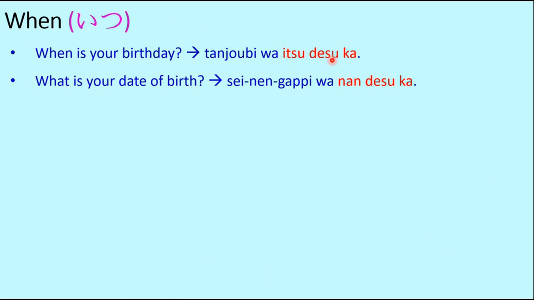So Tanjobi wa itsu desu ka now becomes Seinen gappi wa nan desu ka? Seinen gappi means date of birth. So this is not same as birthday, but date of birth. So it is now written as sei nen gappi. Nen, you might remember, this is the word for year. Seinen gappi wa nan desu ka? What is your date of birth? This is very, very important to note, this difference between when is your birthday and what is your date of birth.